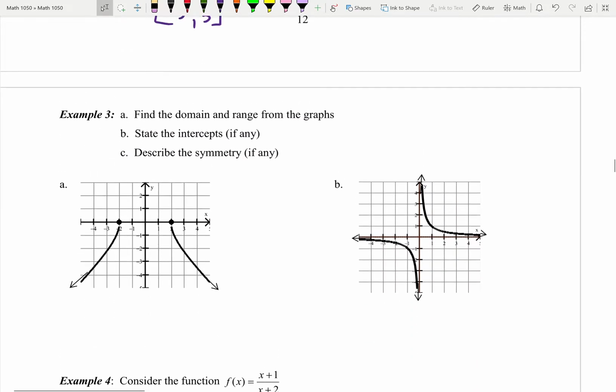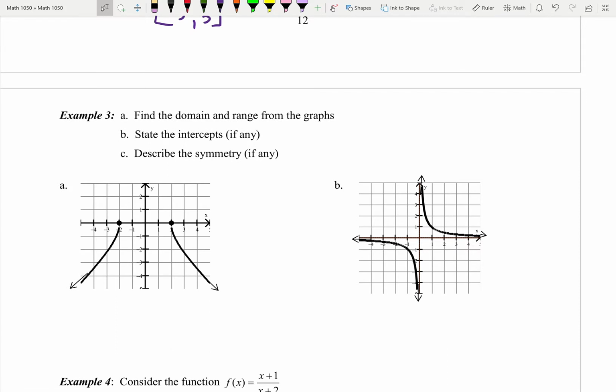Example 3. Find the domain and range, find the intercepts, and state the symmetry. Okay, here we go with question A. Find the domain. So we go domain colon. Now, listen to this. If they don't tell you how to write it, write it however you want: interval, inequality, set. I always do interval. They almost always ask for interval, and in my opinion, it's easiest.